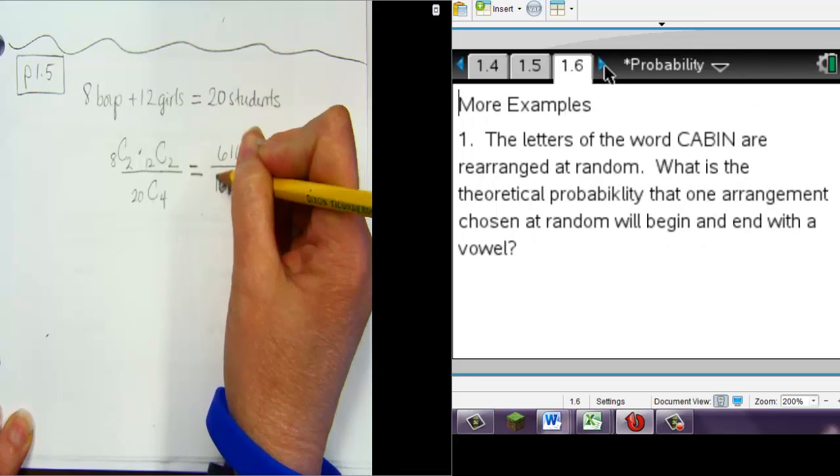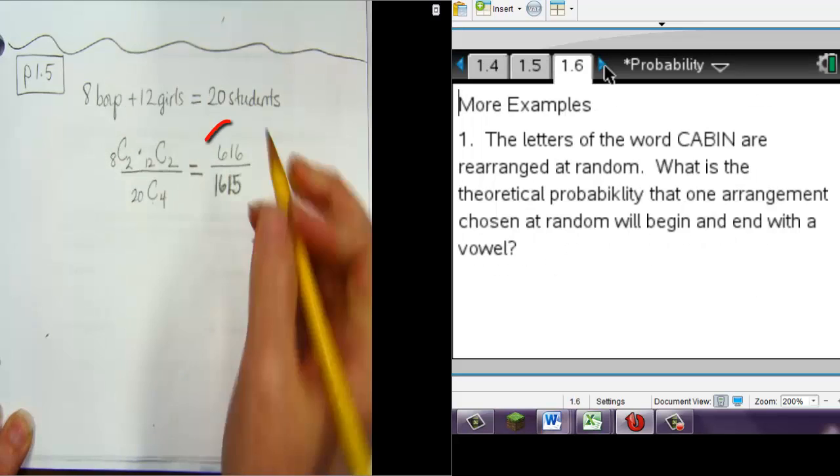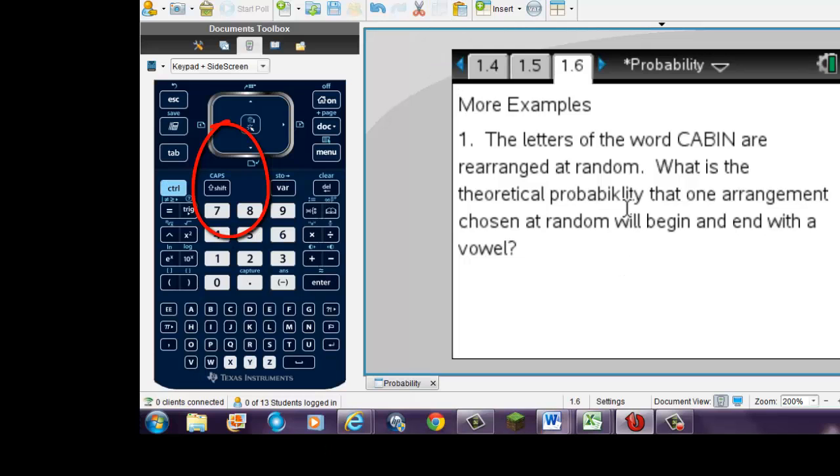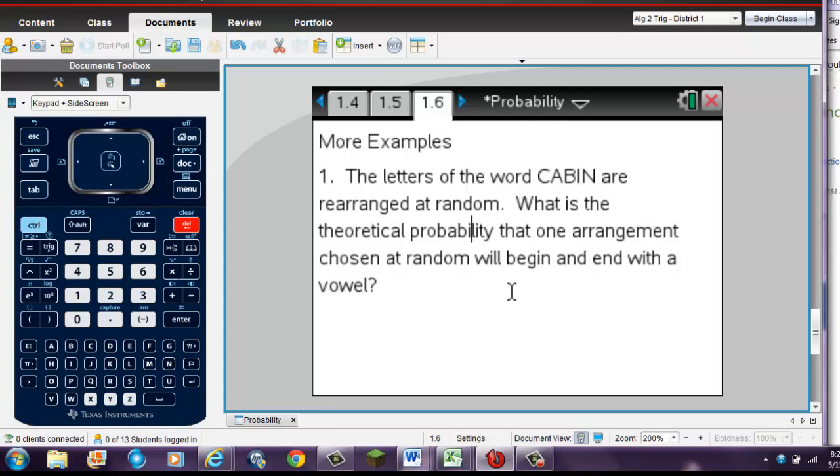On page 1-6, here's some more examples. The letters of the word cabin are rearranged at random. What is the theoretical probability, sorry about the K in there, that one arrangement chosen at random will begin and end with a vowel? Okay, so there are 5 letters altogether.